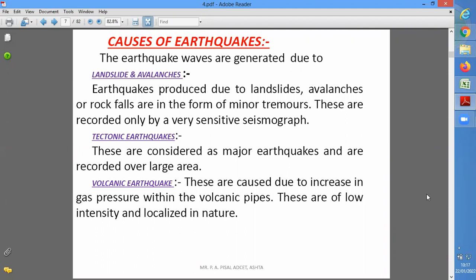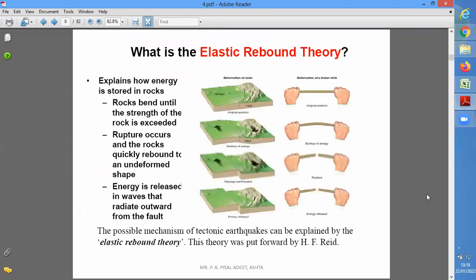Three causes of the earthquake: one is the landslide avalanches, the second one is the tectonic activities, and the third one is the volcanic activities. I think you have understood the causes of the earthquake. Now we will move further.